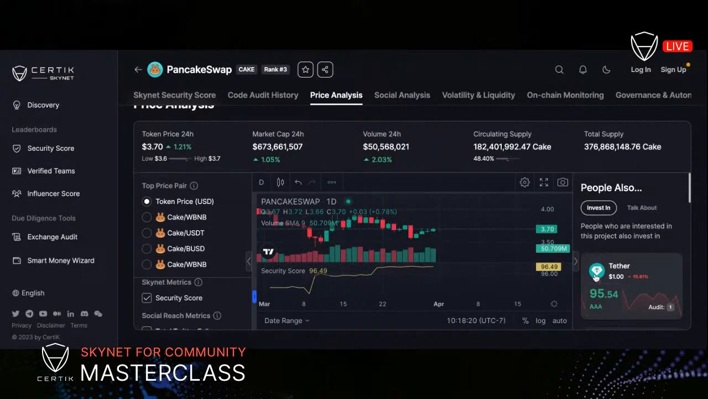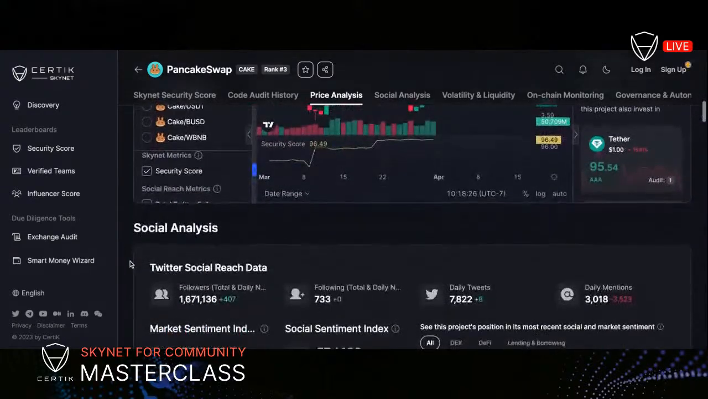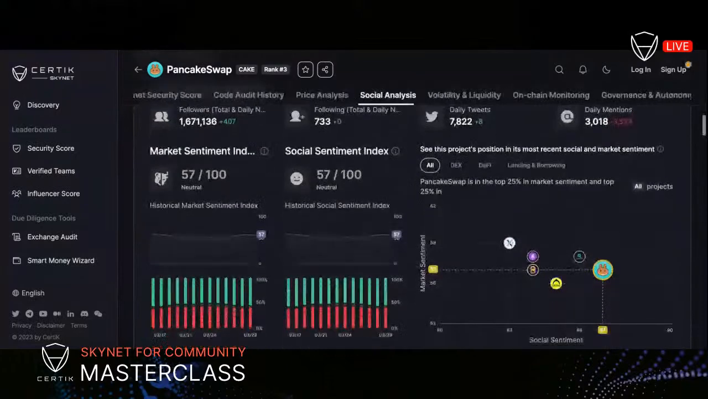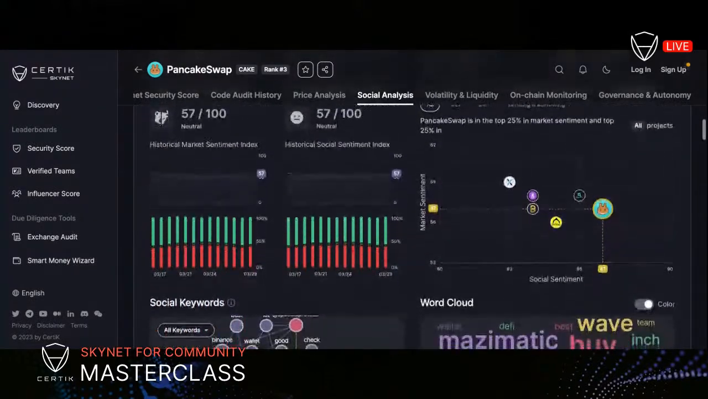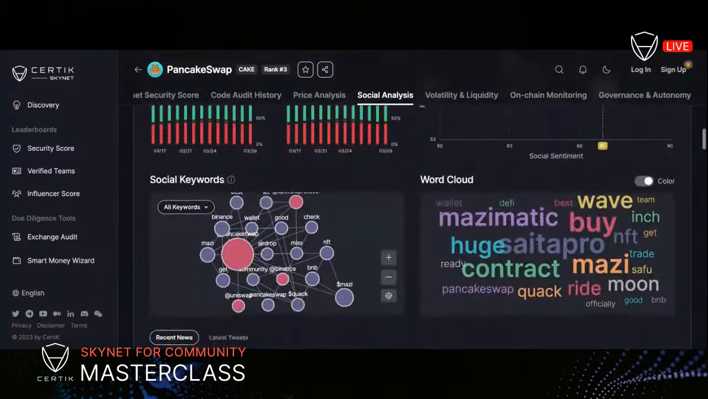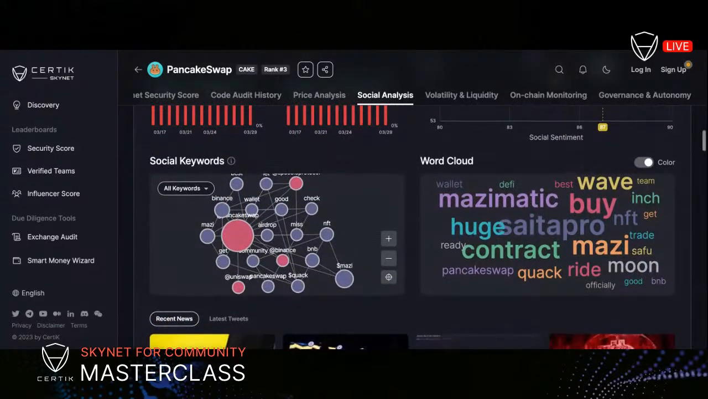So people can head down to social analysis, volatility, and liquidity, just these different dashboards. So we've got a pretty neutral sentiment, which makes sense with the way the market's going. And that word cloud, is that related to the social keywords, the natural language processing that you mentioned, and just analyzing the overall sentiment?